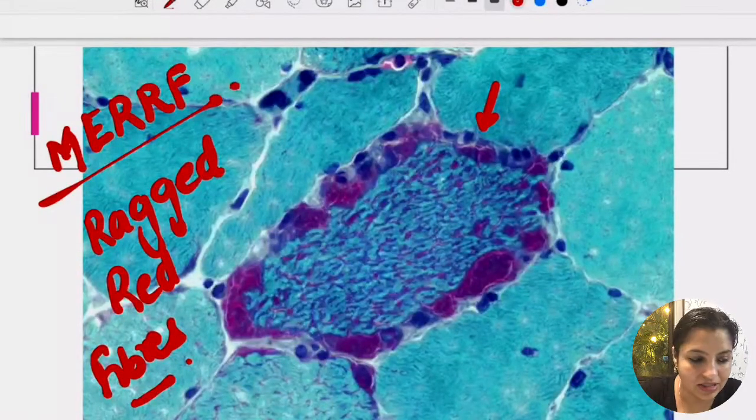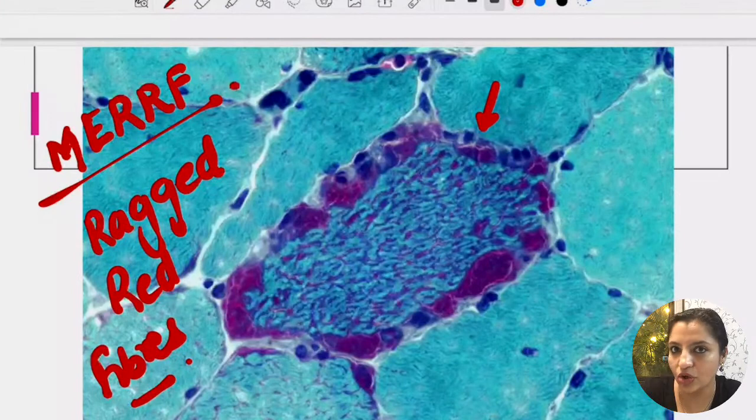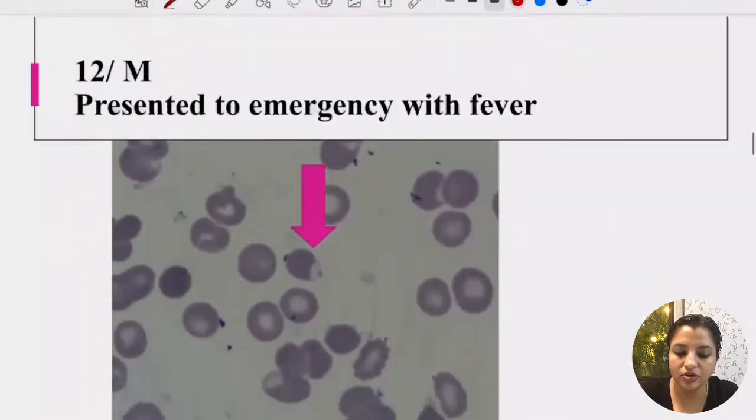Whenever you look at this condition, always remember that the electron microscopy will show you a phonographic record, or will show you parking lot inclusions. Right, coming to the next question here.